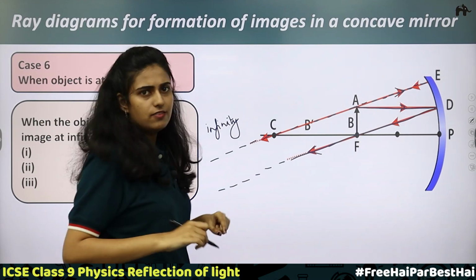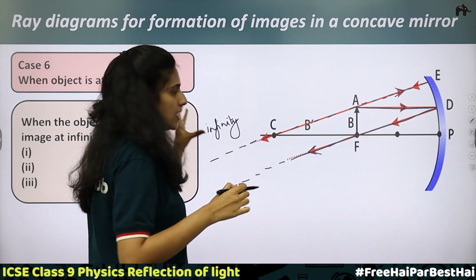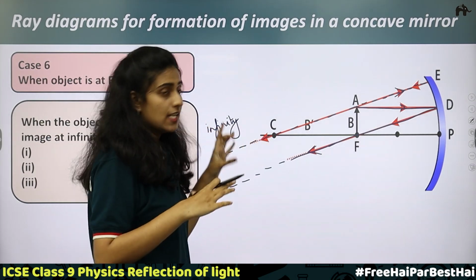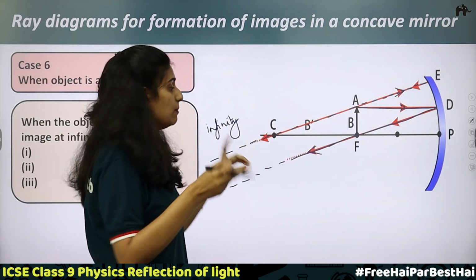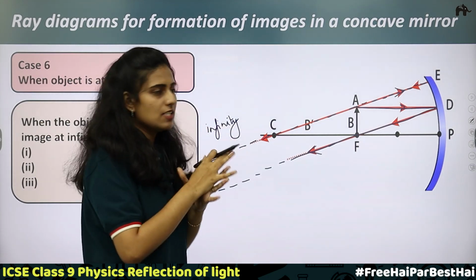Image will be formed at infinity. That is just the opposite case. In the first case we have discussed, the object was at infinity, image is at focus. Here the object is at focus, therefore image will be at infinity.